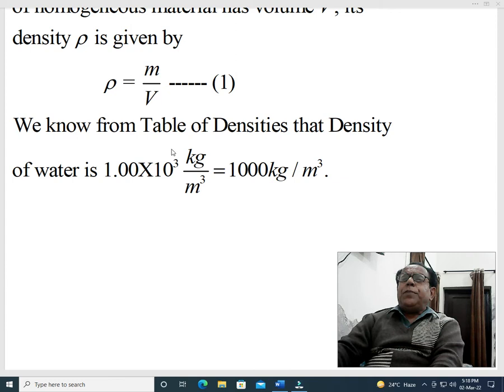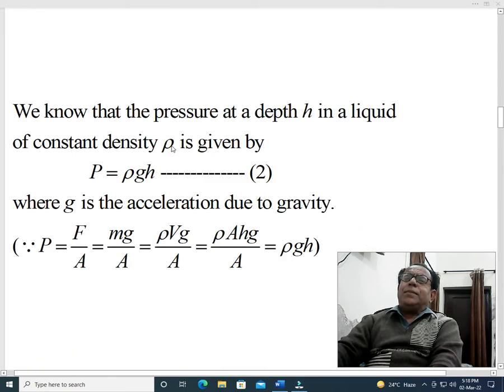In this module we will also show the table of densities, just as a formality. It is not very much necessary.